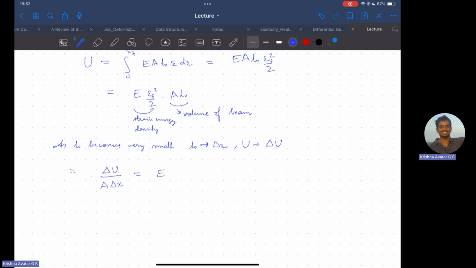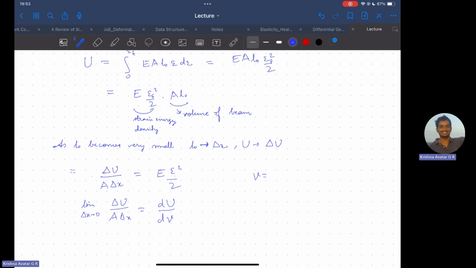This is equal to E epsilon F squared by 2. And now we can even relax it to some generic epsilon. Let's take at any point some strain level epsilon. Then in the limit delta x tends to 0, you can write it as delta u by A delta x as du by dv.